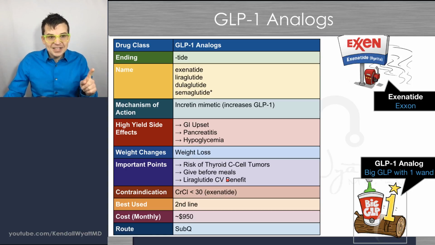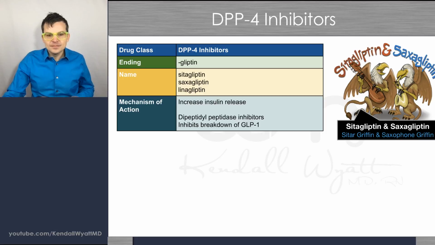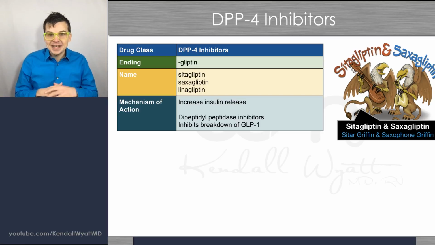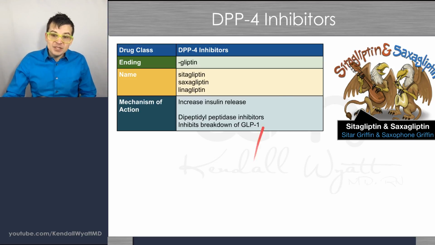Let's move on to the next drug class we're going to talk about with our diabetes medicines. So now let's talk about the DPP-4 inhibitors. This class of medication actually does have a great drug ending. It's called gliptin, and you can easily remember all the drugs by remembering the gliptin. Gliptin could be Griffin. So for our Picmonic characters, you can remember sitagliptin and saxagliptin by our star sitar Griffin and our saxophone-playing Griffin. You can go check those out yourself.